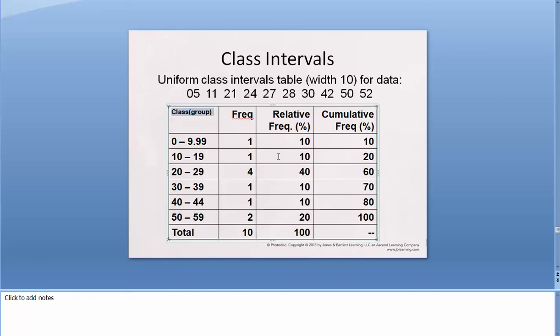Now for the second one, it will be 1 plus 1, which is 2 over 10, which is 20%, right? Then for the third one, it will be 1 plus 1 plus 4, which is 6. 6 over 10 is 60%, and so forth, okay? And you can see, when you keep on adding everything, the cumulative relative frequency for the last group would be 100%, because you are including everything, right? Okay, so let's go to the next slide.